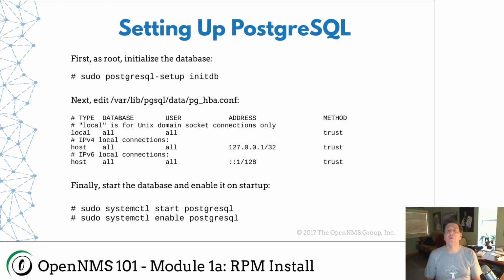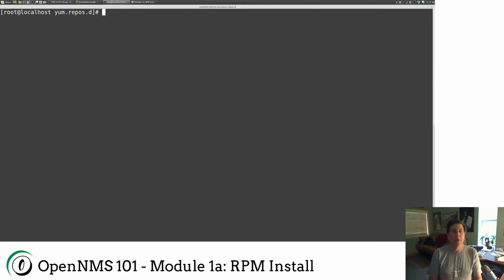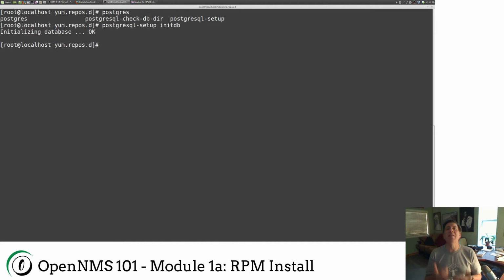Now, once everything's installed, before we can do anything, we have to initialize the database. You do this with the postgresql-setup command. So if I go back here, I can type postgresql-setup initdb. What this is going to do is create the initial database directory, and that happens to live in /var/lib/pgsql. So there's your data directory.